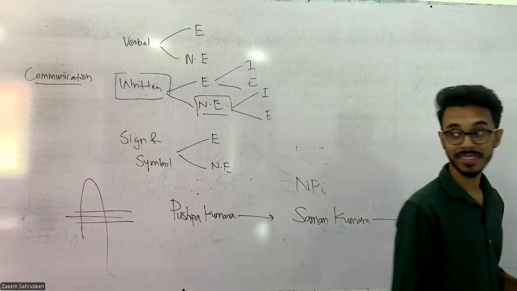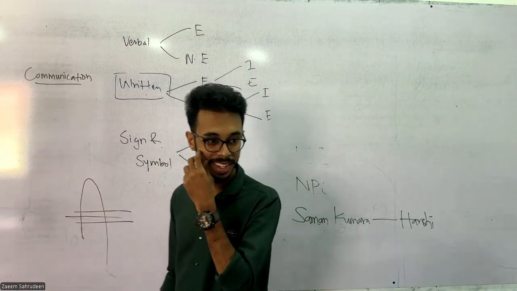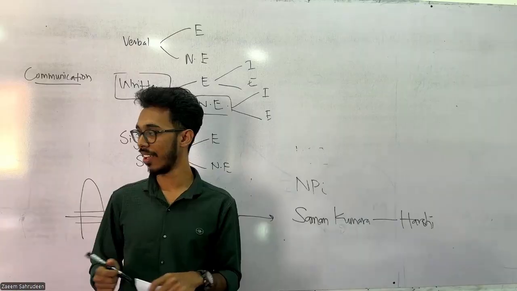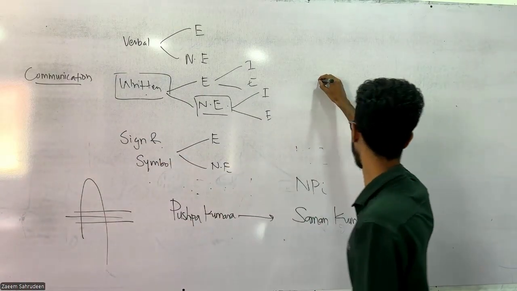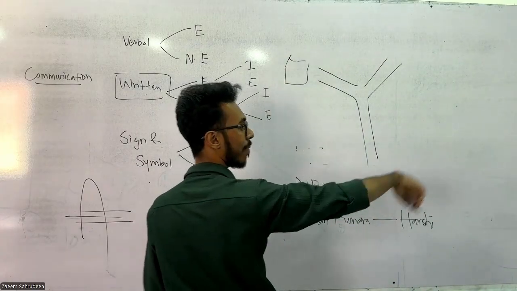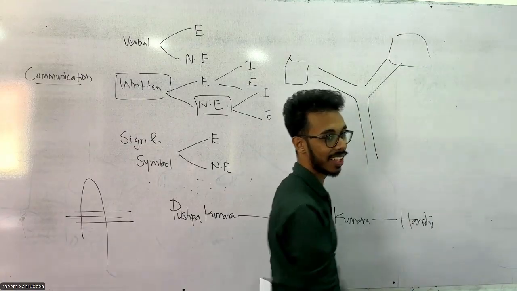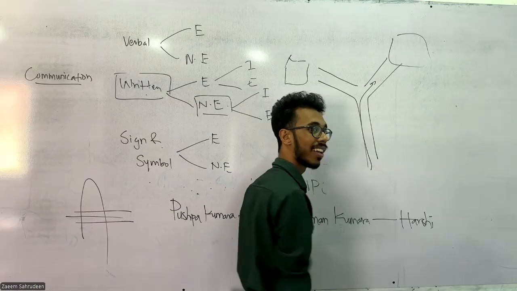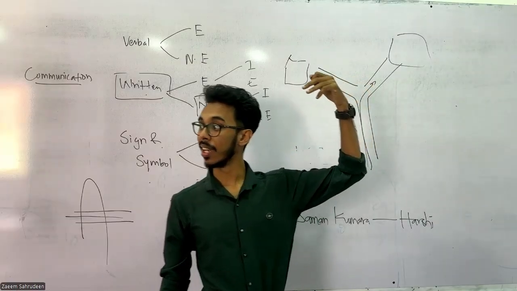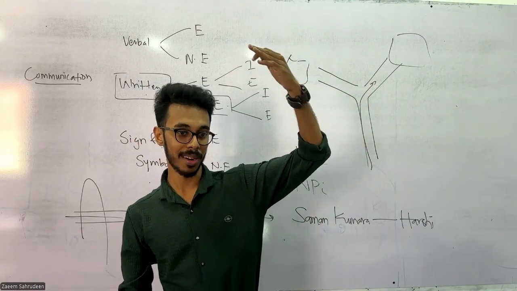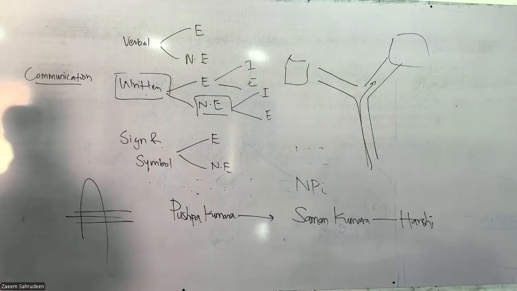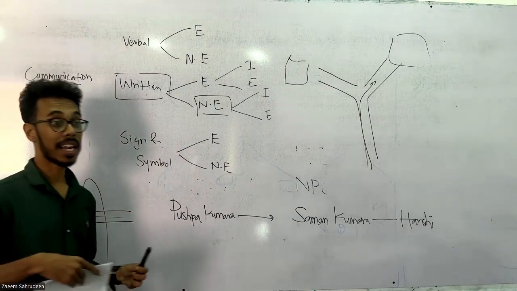Miscommunication if distorted over time. When there are two roads, right, when there are two roads, right. That is distortion of signs and symbols over time. So that is distortion of signs and symbols.